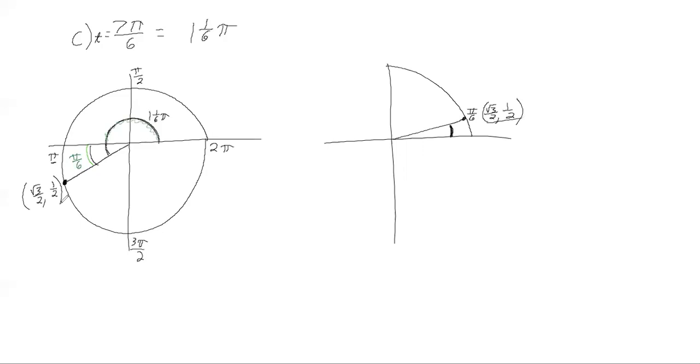But what's negative in quadrant 3? Is the x negative? Is the y negative? Actually, they're both negative, right? So put a negative on both of those. So the ordered pair that goes with this is what? Negative square root of 3 over 2 comma negative 1/2.